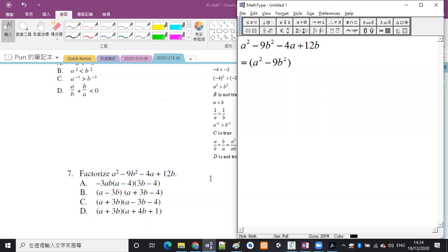group, and then we always connect the second group by a plus sign. Okay, and then we just copy the second group, negative 4a plus 12b.